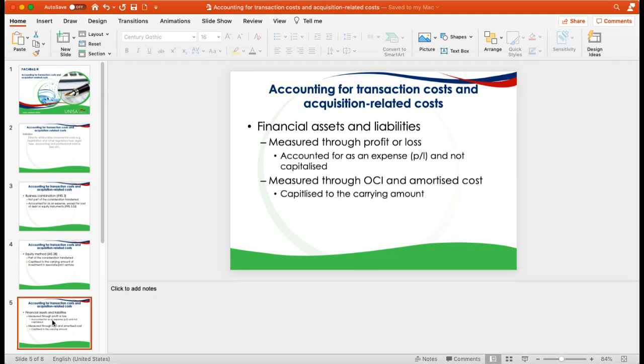Now, in the case of transactions for financial assets and financial liabilities, it depends on the classification. For the financial assets and liabilities that are measured at fair value through profit or loss, the transaction costs are accounted for as an expense in the profit or loss and other comprehensive income, and they are not capitalized. For those financial assets that are measured at fair value through OCI and amortized cost, and financial liabilities that are measured at amortized cost, the transaction costs are capitalized to the carrying amount of the financial asset and against the carrying amount of the financial liability.